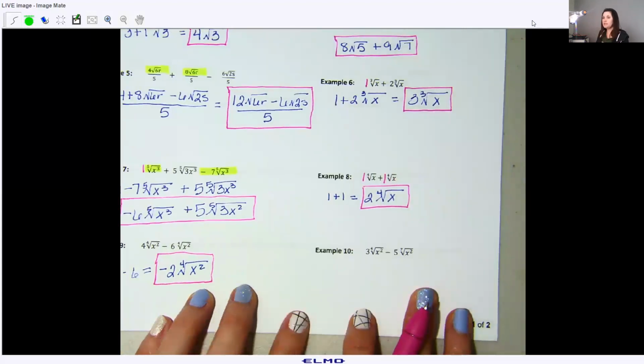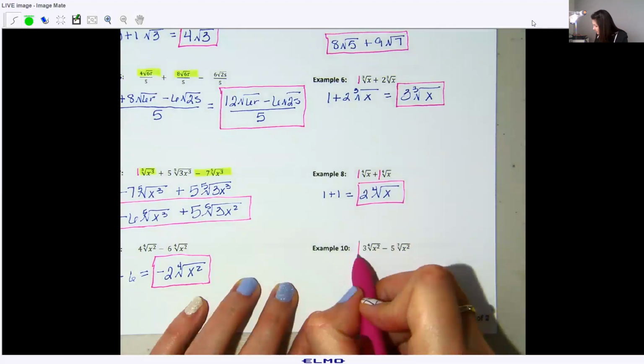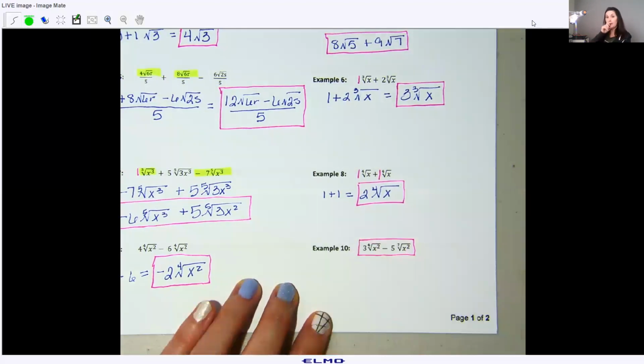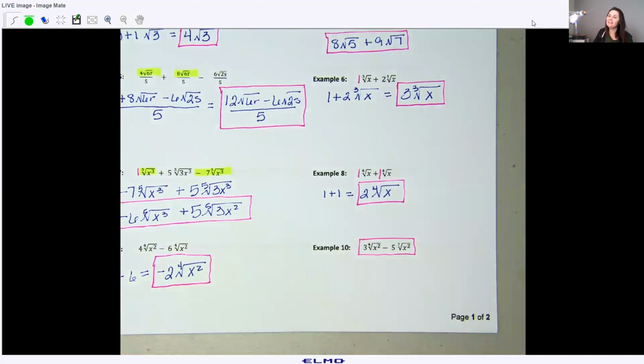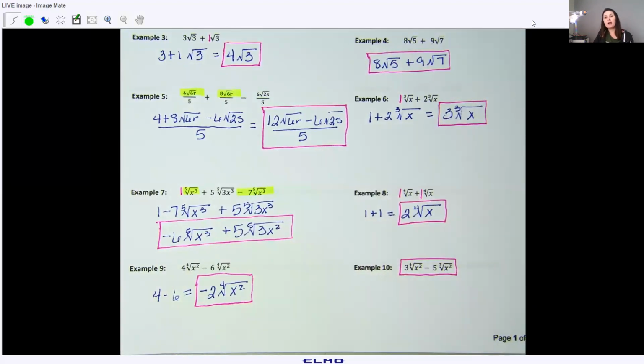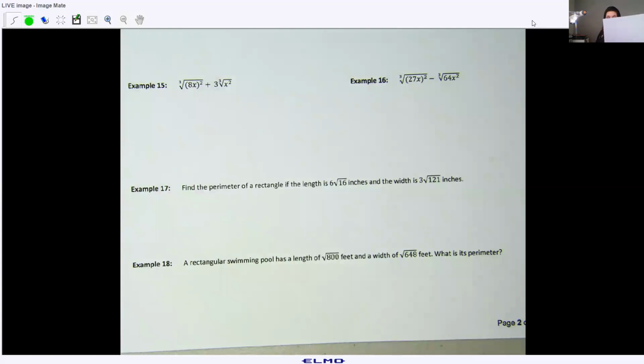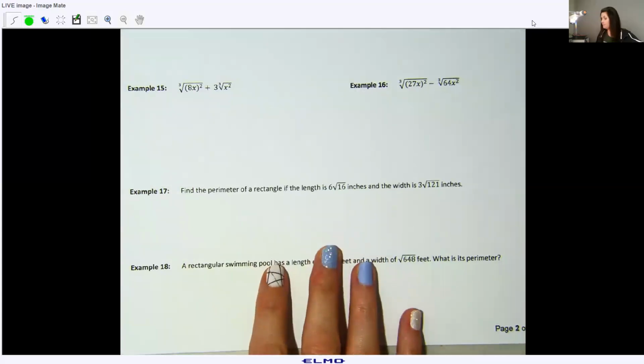And number 10. Number 10, I cannot simplify any further because my indexes are not the same. So basically, this is your answer. All right. So this first page was all about adding and subtracting like radicals. We are now going to go to the second page, and we are going to add and subtract unlike radicals.